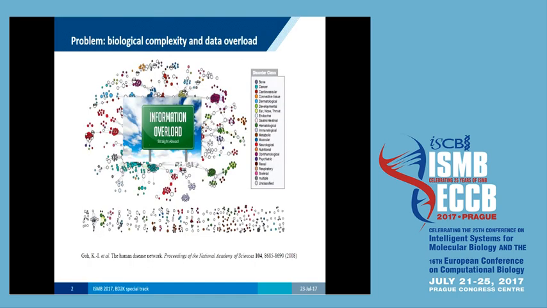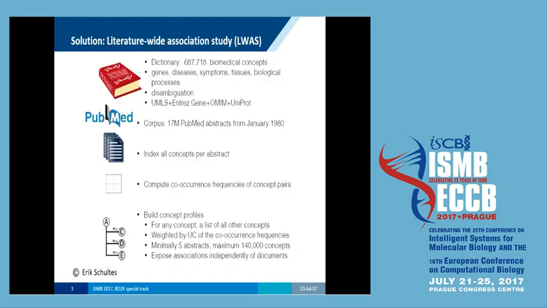Just by introducing the problem that we all know, that's the biological complexity and data overload that we face. This graph is now about 10 years old, from a paper in 2008 on clustering of diseases. Basically, what we thought about as one solution to dealing with this problem of information overload was to create a literature-wide association study.